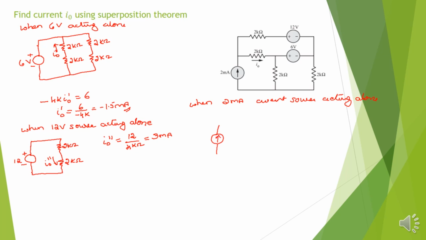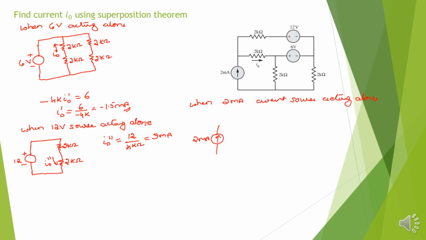So, 2 milliamps current source. See, from this point it splits into 2 branches. So this is shorted, and this is also shorted. That means both these resistances are connected to the same point. Then it is traveling through, once again, parallel branches.